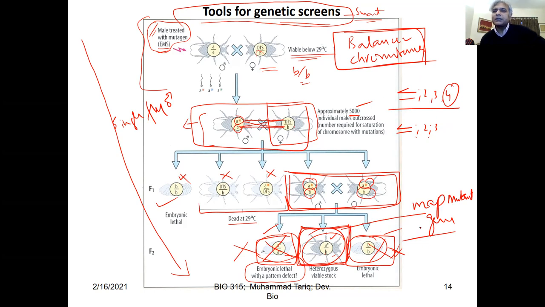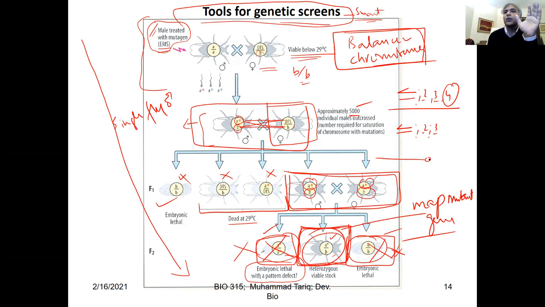Now, the point is, how do you map whether your mutation is on chromosome 2, chromosome 3, or on X? That's what we covered in our genetics course in sophomore year. We do recombination mapping. Chromosome balancers are of great significance for Drosophila geneticists, because first you identify on which chromosome they are. If they are on chromosome 2, you will be using a chromosome 2 balancer. If they're on chromosome 3, you will be using chromosome 3 balancers. If they're on chromosome X, you will be using FM7 as a balancer for the X chromosome. So you identify which chromosome contains your mutation, followed by recombination mapping.